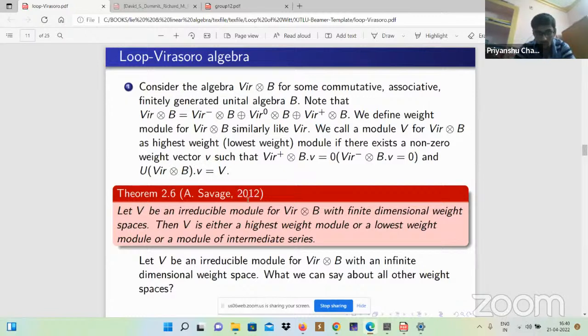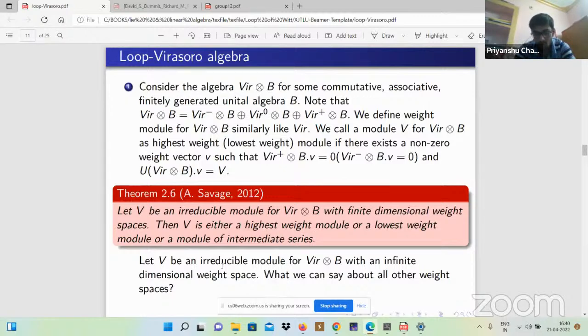In 2012, Savage classified irreducible modules for V tensor B with finite dimensional weight spaces. He proved that if V is an irreducible module for V tensor B with finite dimensional weight spaces, then V is either a highest weight module or a lowest weight module or a module of intermediate series. So actually, the classification theorems for V tensor B and V with finite dimensional weight spaces in some sense have the same kind of behavior: either they are highest weight modules, lowest weight modules, or modules of intermediate series.